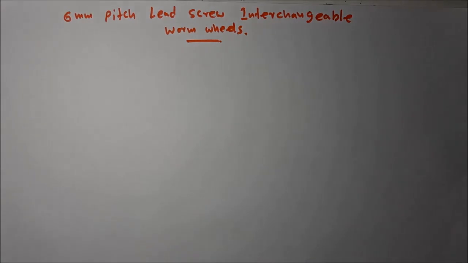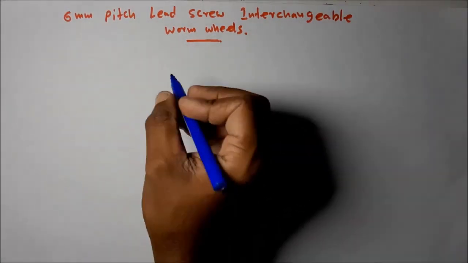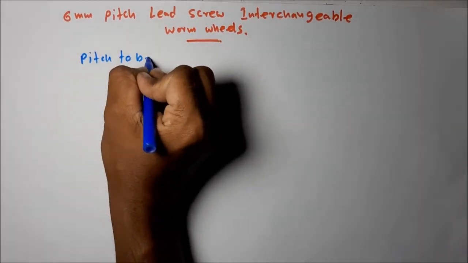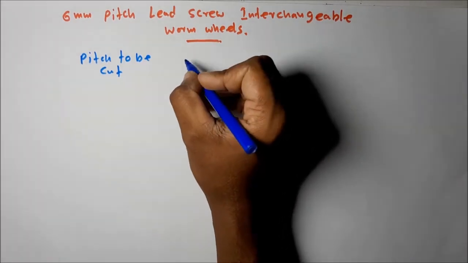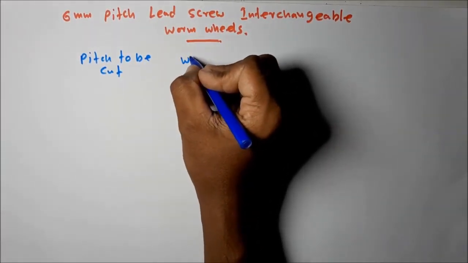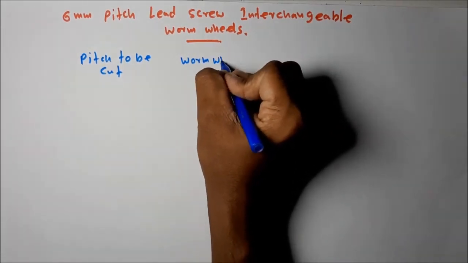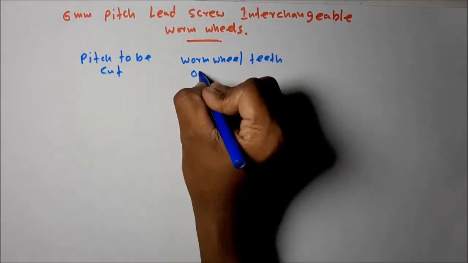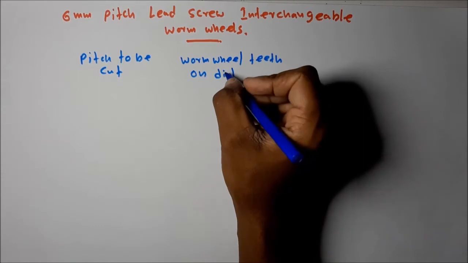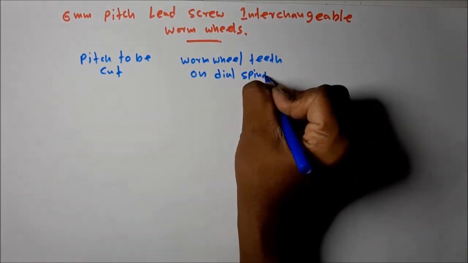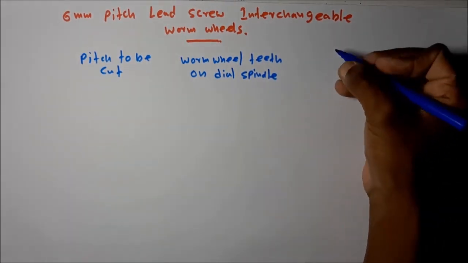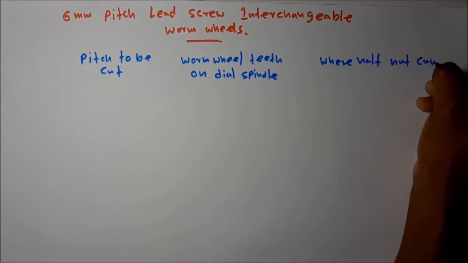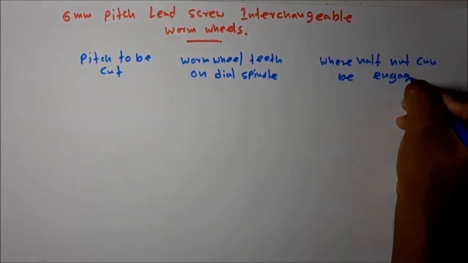Okay. For the 6 millimeter pitch lead screw with interchangeable worm wheels, I will explain the pitch to be cut. The worm wheel on the dial spindle, teeth on the dial spindle. Then the half nut can be engaged.